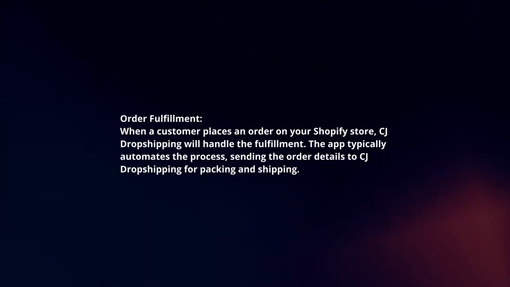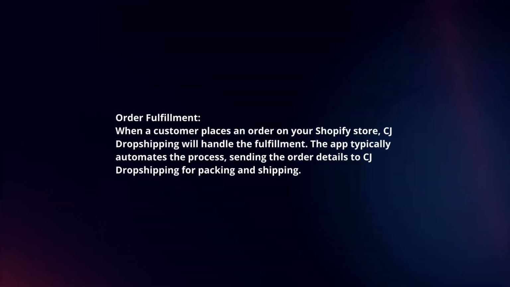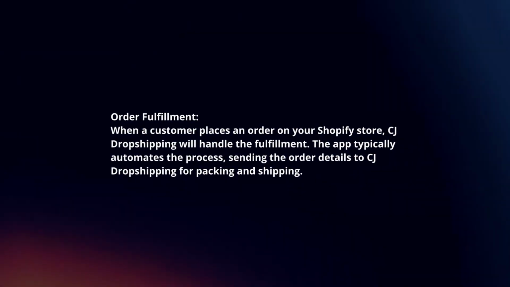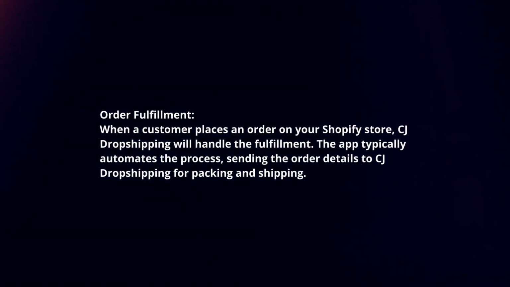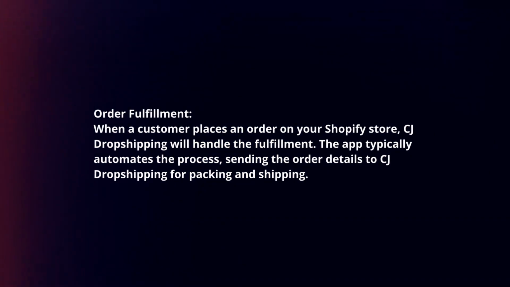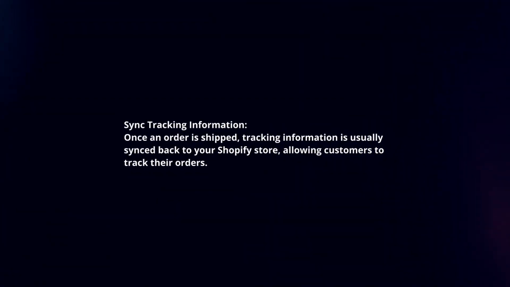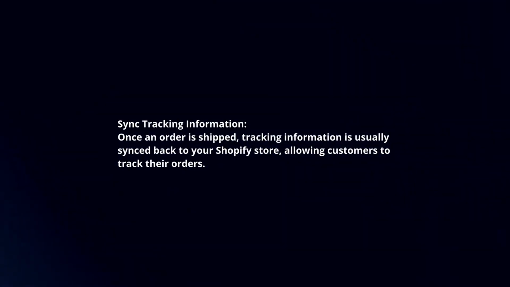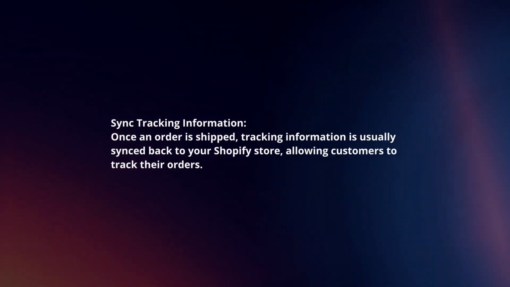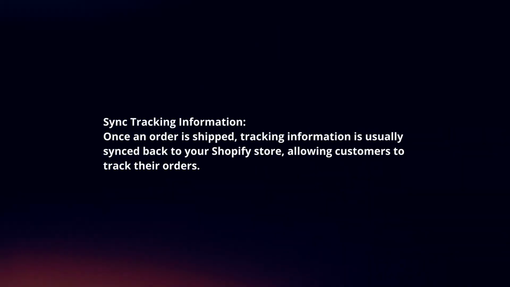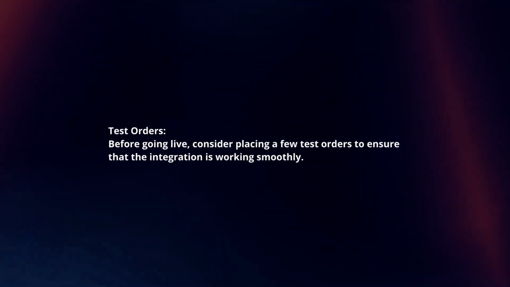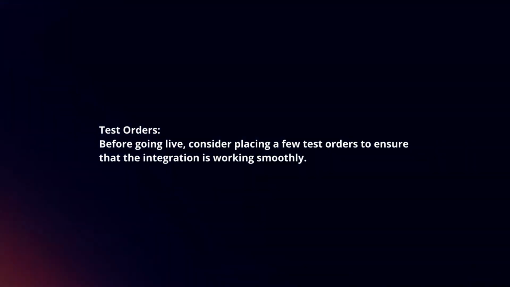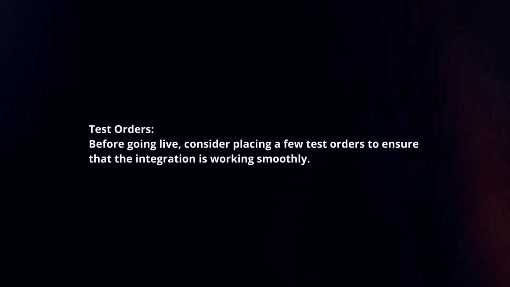Order fulfillment. When a customer places an order on your Shopify store, CJ Dropshipping will handle the fulfillment. The app typically automates the process, sending the order details to CJ Dropshipping for packing and shipping. Sync tracking information. Once an order is shipped, tracking information is usually synced back to your Shopify store, allowing customers to track their orders. Test orders. Before going live, consider placing a few test orders to ensure that the integration is working smoothly.